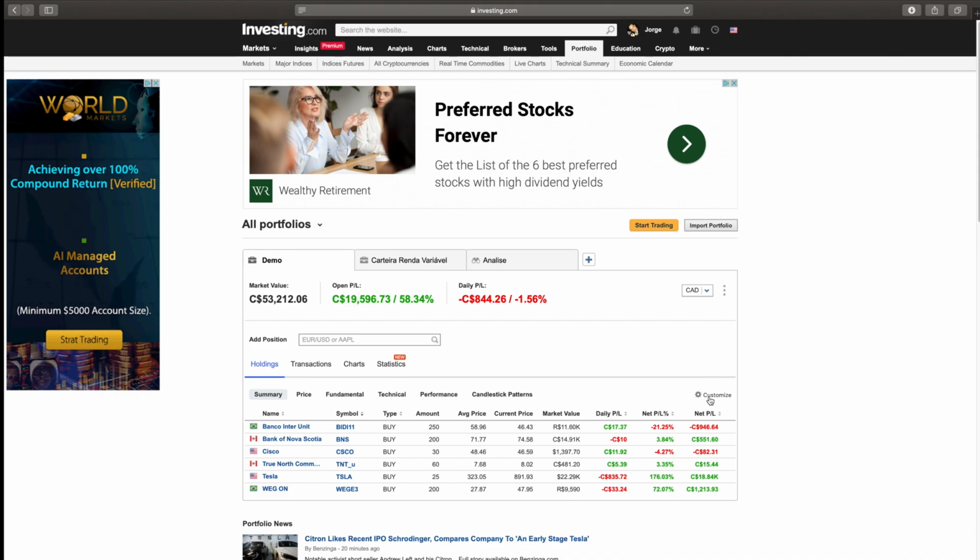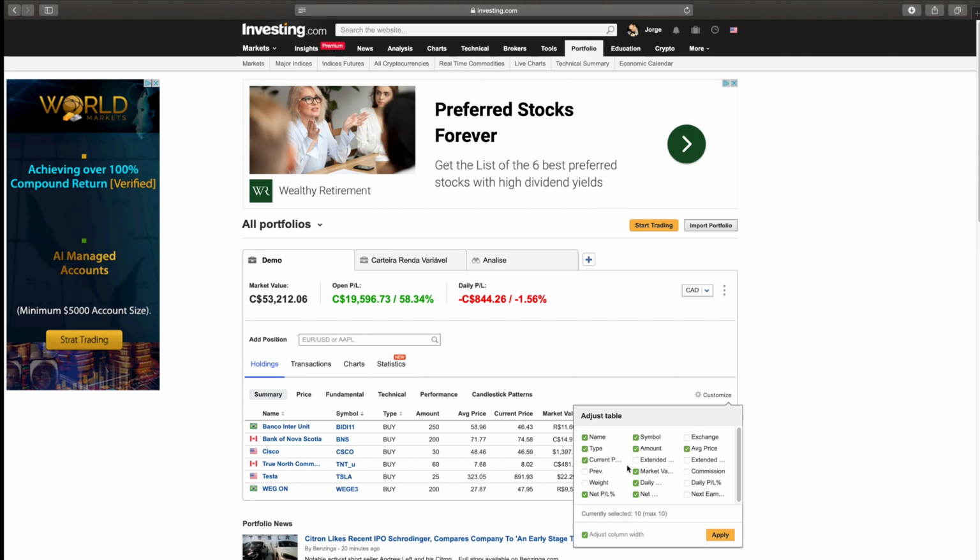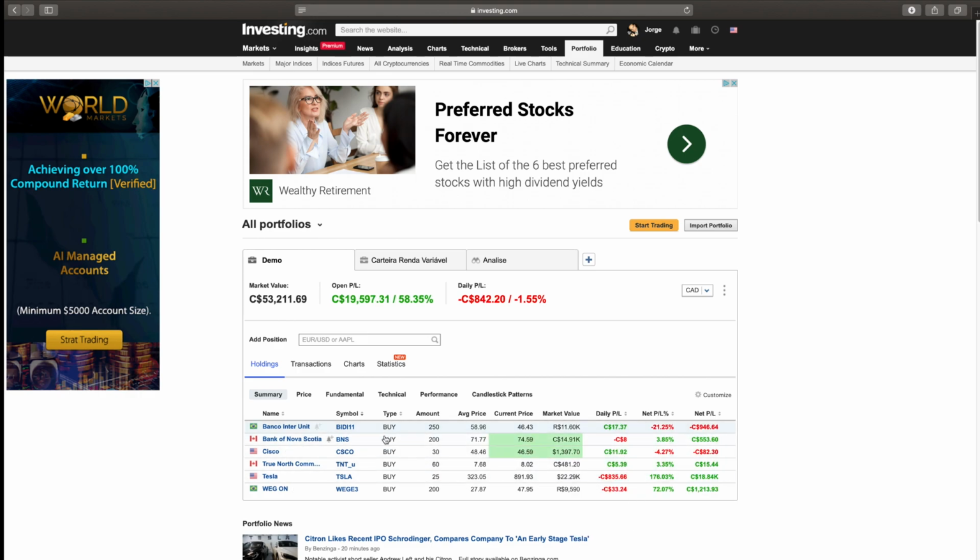If you click here, customize, you can have up to 10 columns. So I have selected 10, a max of 10. If I remove one, I'm able to select another one. You can do the selection here, and once it's done, you just hit apply. It's going to bring your columns here.